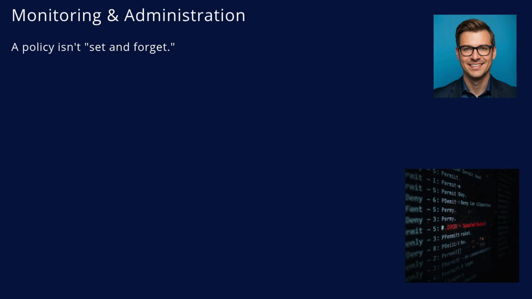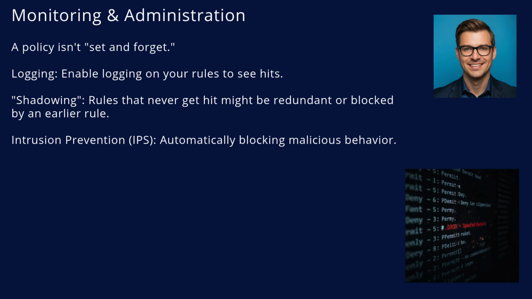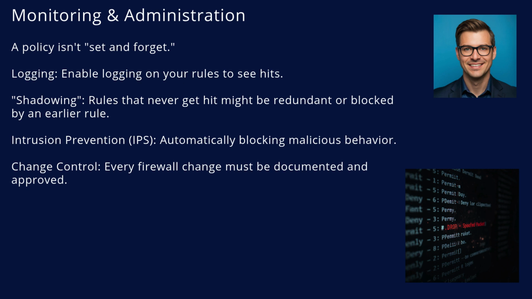Once the policy is live, you must monitor it. Security is not set and forget. Enable logging on your rules. You need to see if traffic is actually hitting them. Look for shadowed rules. If a rule has 0 hits after 6 months, maybe it's redundant, or maybe a rule above it is blocking the traffic first. And use change control. Never just tweak a firewall rule on a whim. Every change creates a potential hole. Document it, get it approved, and then implement it.